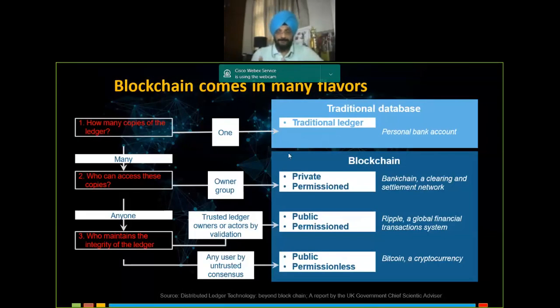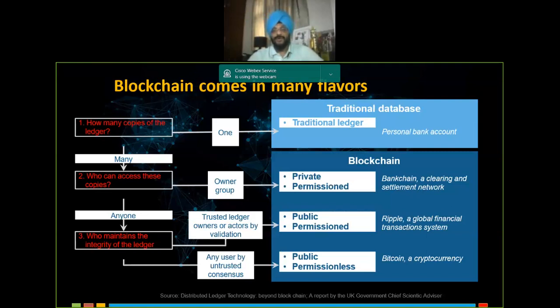And there in the blockchain I spoke earlier, there are different kinds of things. One is the private and permissioned. If that is the one which will work in the case of the banks, it is public and permissioned. There's a kind of blockchain which is called Ripple. It's for global transactions. And then you have a kind of blockchain which is public and permissionless, and that is the Bitcoin currency. So I think this should give you a feel of how different kinds of blockchains do exist today.